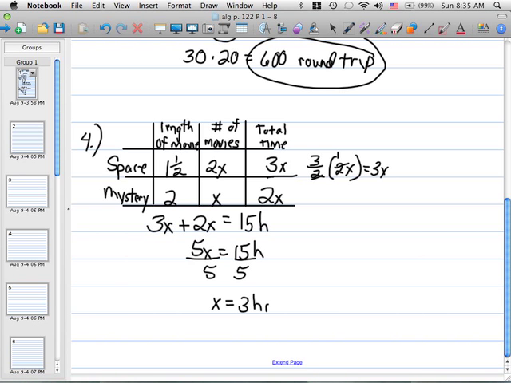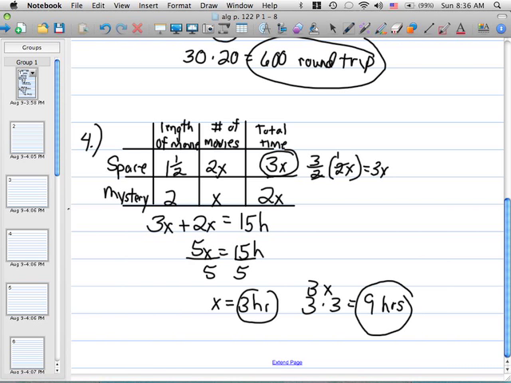Now remember, x is the number of mystery movies he watched, but we wanted to find the amount of time he spent watching Space Adventure. So this is the total time he watched Space Adventure. So we're going to take 3 times 3, because this is x. He spent 9 hours watching Space Adventure movies.